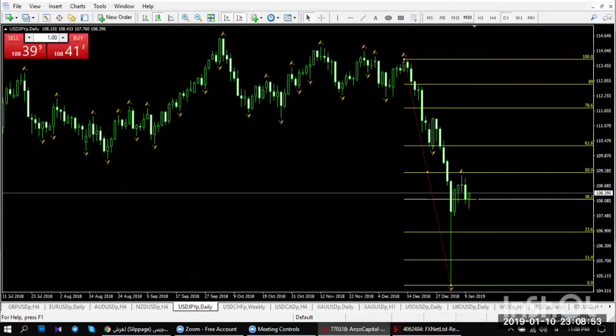So, okay, it has reached the 50 level, and it's probably going to reach the 61 level at this area. Locate the pivots, please. Do your thing.